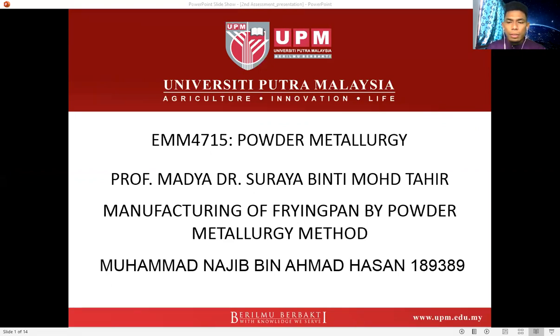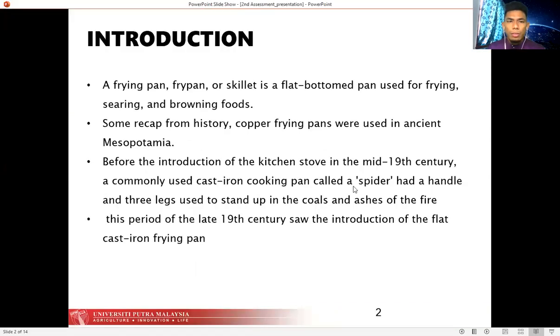Next, for this presentation, I would like to share about the history, the introduction for this assignment. For my assignment, I'm going to choose frying pan, and the objective of this assignment is to apply powder metallurgy method into the product that are not using the powder metallurgy method. So my product is frying pan. A little bit of introduction for frying pan: a frying pan, or fry pan, skillet, is a flat bottom pan used for frying, searing, basically for frying food.